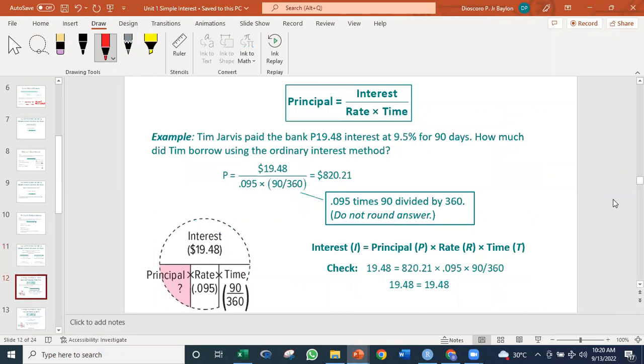Now, sometimes you're not being asked for the interest. There will be problems where you're given the interest, and then what you need is to compute for either the rate or the time. So how does that work? You can use this mnemonic device. This is just a mnemonic device.